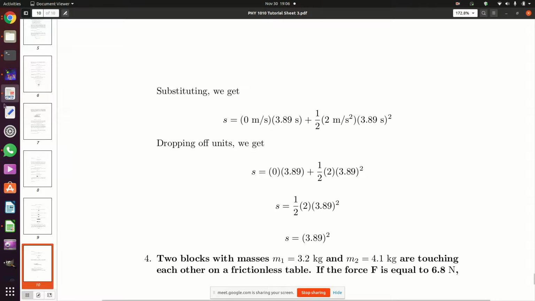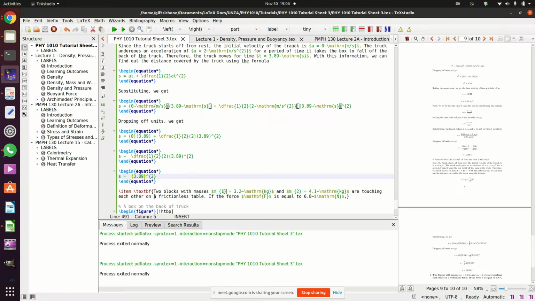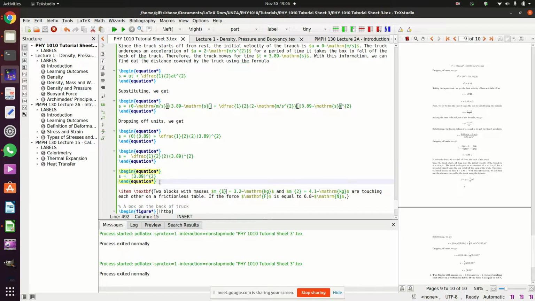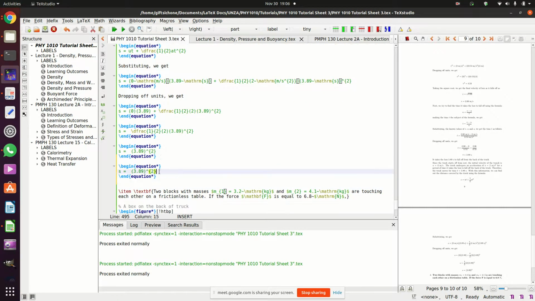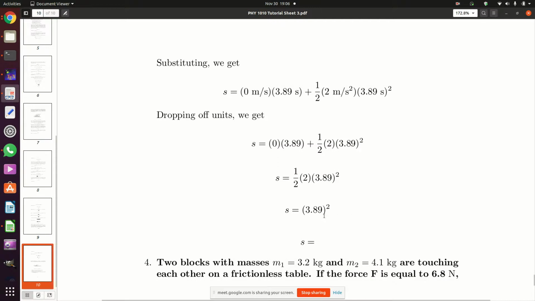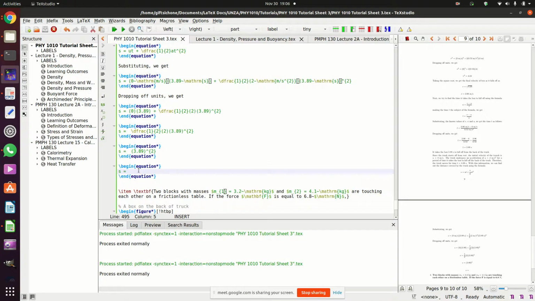And how much is that now? Just a minute. How much does this become? 15.1. 15.1. Yeah. So 15.1 meters.